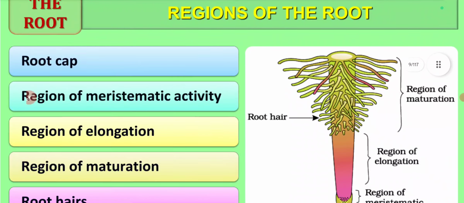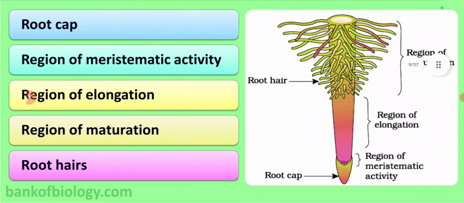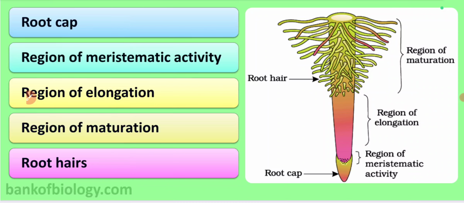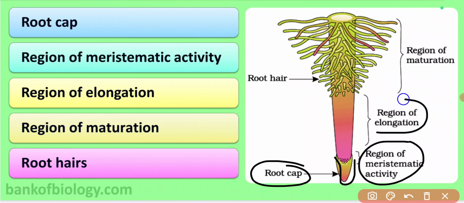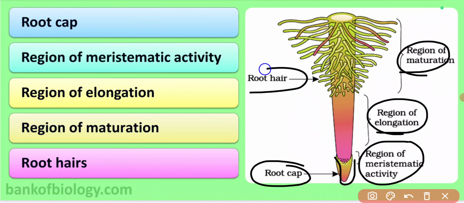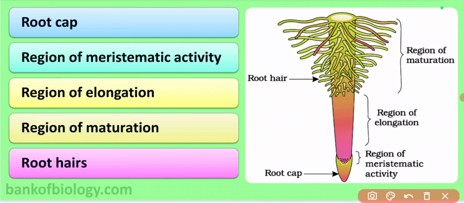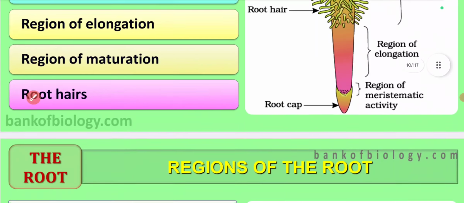Next is the regions of root, the parts of root. The root has five different regions. This diagram is from your NCERT. First of all, the root cap, present at the apex of the root. Then the region of meristematic activity. Then the third portion is the region of elongation. Then the region of maturation and root hairs. So five different regions of roots are there.